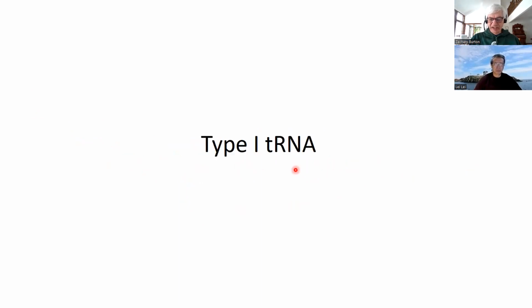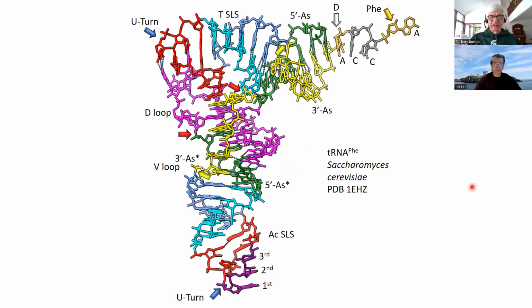So, type 1 tRNA. This is an image of type 1 tRNA, colored according to the 331 nucleotide mini-helix model. I'll just go through it so that you can familiarize yourself with the structure. You have here a stem-loop-stem, stems of 5, loop of 7.